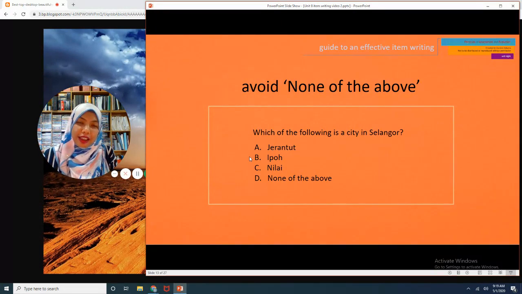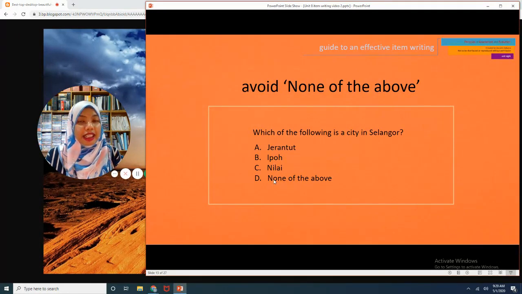Okay, so let's read through this question. Which of the following is a city in Selangor? And you have four options here. A. Jerantut, B. Ipoh, C. Nilai, and D. None of the above. Well, the answer is clearly none of the above because none of the options here is a city in Selangor.